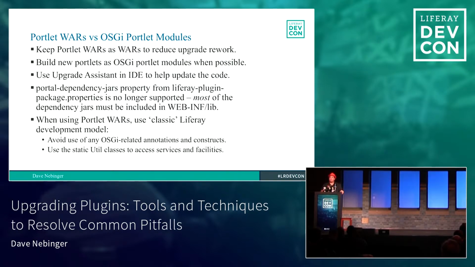A note here about the portal dependency jars. That is deprecated. So you have to include all of your dependencies in the WEB-INF/lib of your plugin wars. With a caveat there. The ones you want to exclude are any jars that are also OSGi modules that you are going to be deploying into the OSGi container. Those you want to exclude from WEB-INF/lib. You need it for the build, you need it for the compile, but it should not be included.